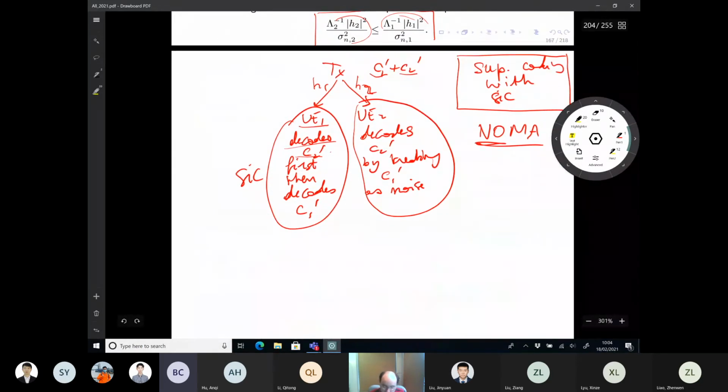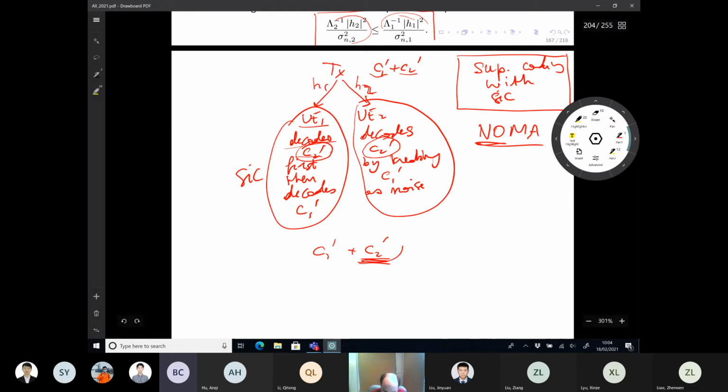Okay, so a different way of looking at this is the following. If I transmit C1 prime plus C2 prime, you see that here user 1 decodes C2 prime. Here user 2 also decodes C2 prime. So in other words, both users here will decode C2 prime. This message, this stream, is intended for user 2, but is actually decoded by both users. And user 2 will decode the stream and then retrieve the information, that's fine.